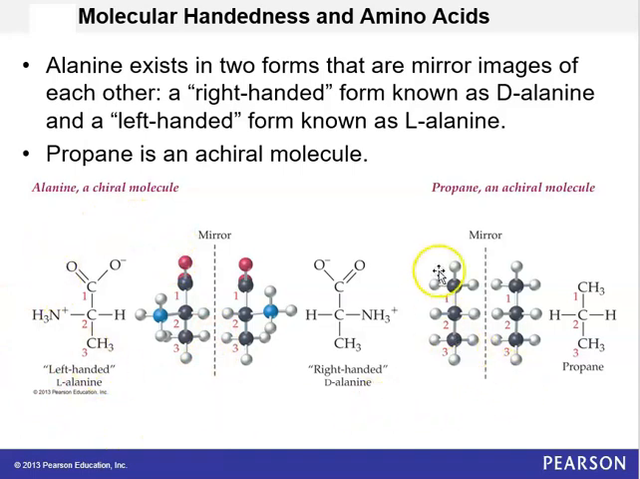Here's just an example of an organic compound, propane over here. You can see propane, the mirror image is exactly the same. It's superimposable on itself. Whereas here, if we put the L-alanine on top of D-alanine, you'll notice that the nitrogen group is on the wrong side of the molecule. So here's an achiral molecule versus a chiral amino acid.